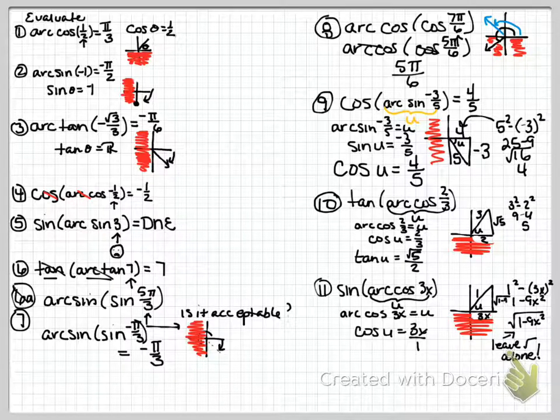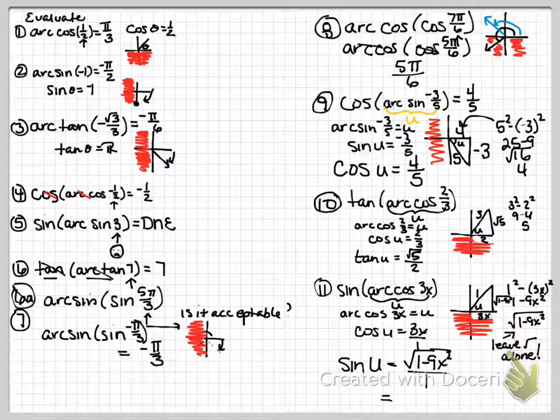(1 minus 9x squared). Okay. So now with that, we need just to find our sine value. So the sine of u is going to be that opposite side, which is the square root of 1 minus 9x squared over 1, and that's just the square root of 1 minus 9x squared. Okay, so that's number 11. Let's keep going.